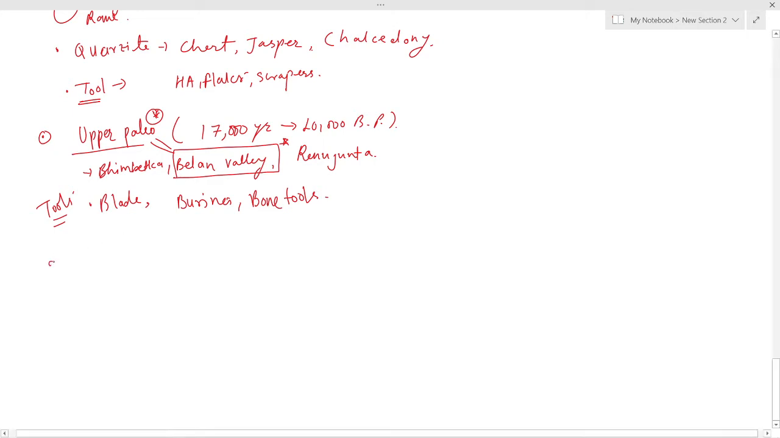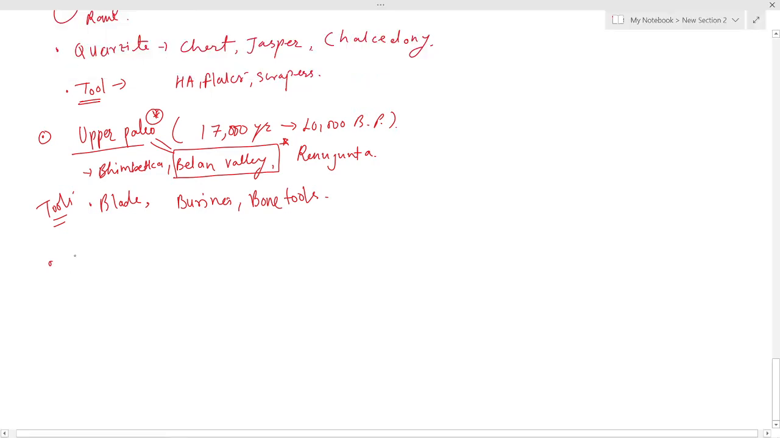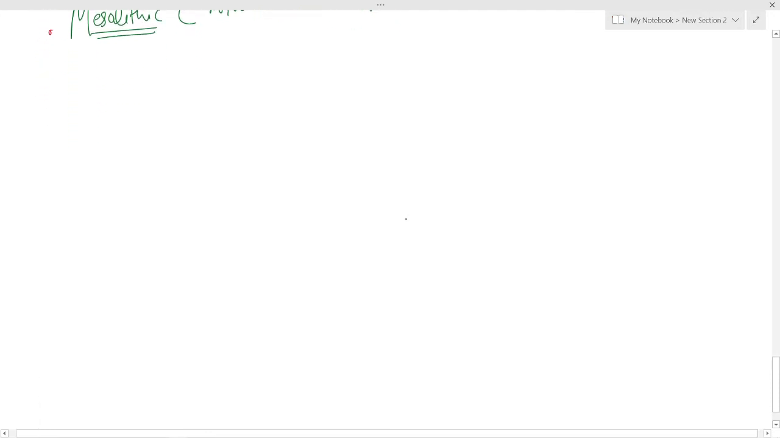And now we'll start with the new topic here. The new topic is Mesolithic culture. The tentative time frame here is 10,000 years to 2,000 years before present, but some say less than 10,000, that is, some scholars say 9,000 to 2,000 is the frame. We'll talk about a few of the most important sites of Mesolithic.